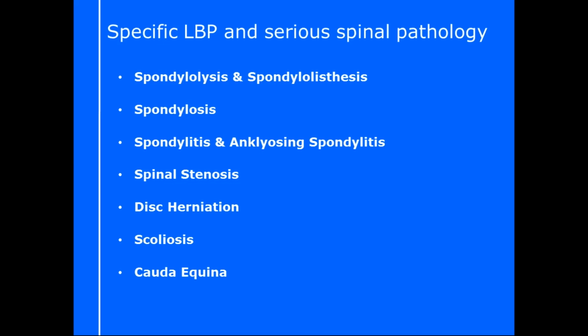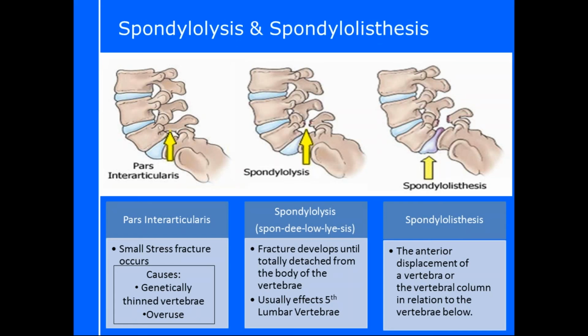To start off with though, let's read on down through these 7 conditions we're going to do. So spondylolysis and spondylolisthesis, then we've got spondylosis, we've got spondylitis and ankylosing spondylitis, we've got spinal stenosis, disc herniation, scoliosis and cauda equina. Now there are, like I say, some long words in there and they'll make more sense as we head on through the module. So let's start off with spondylolysis and spondylolisthesis. Now, just look at the images here at the top, and this will give you a really good understanding of what's actually happening.